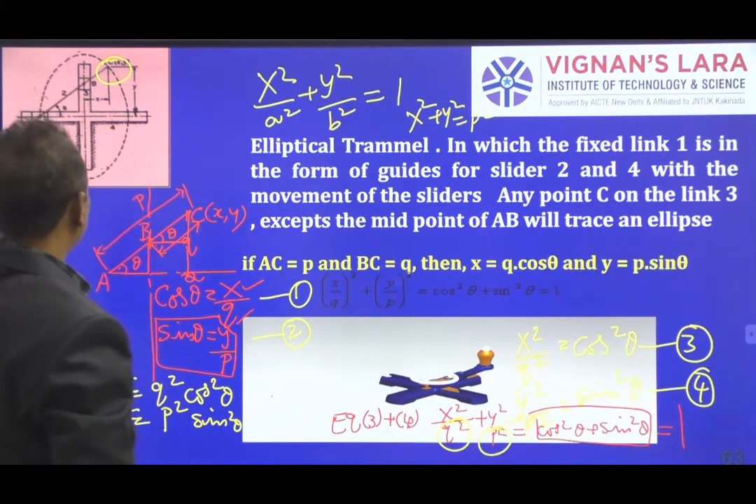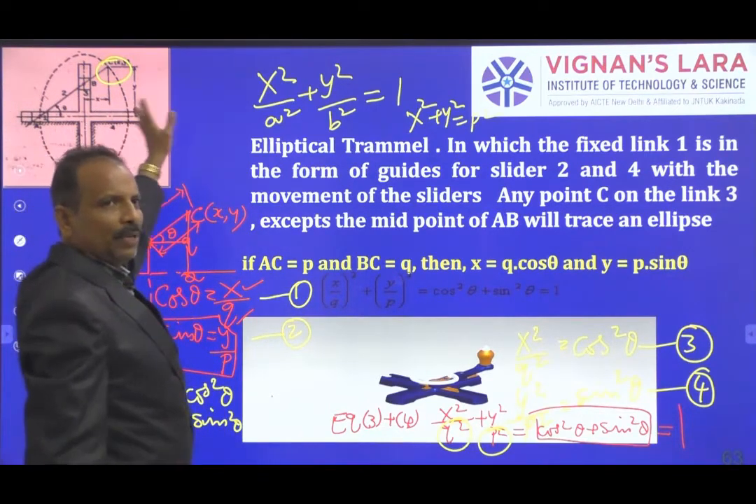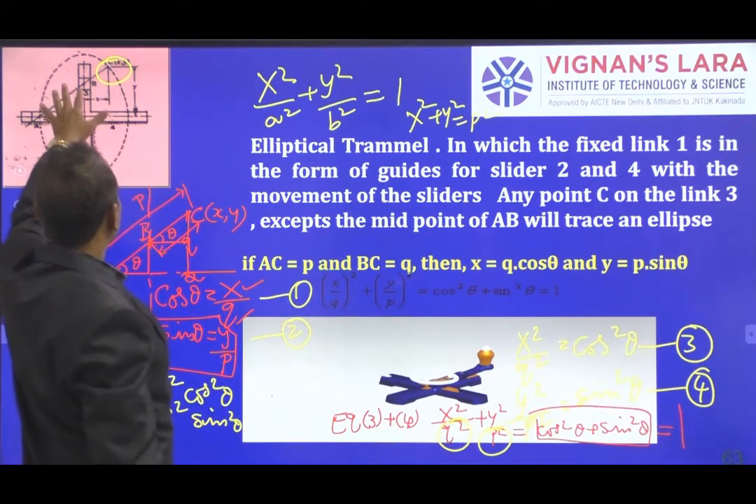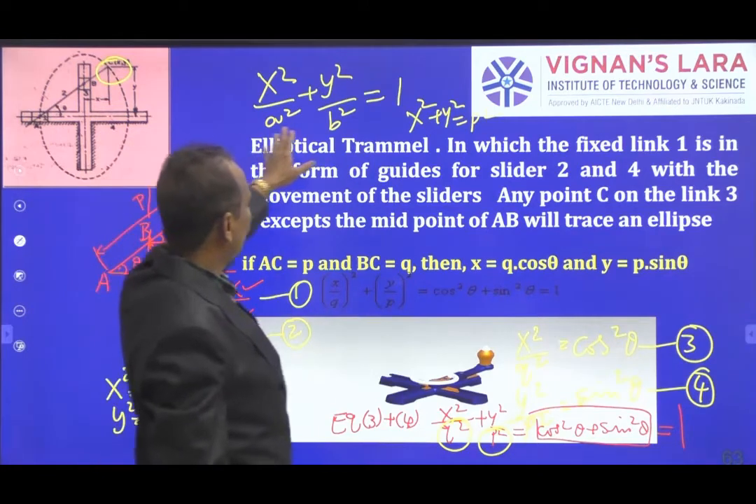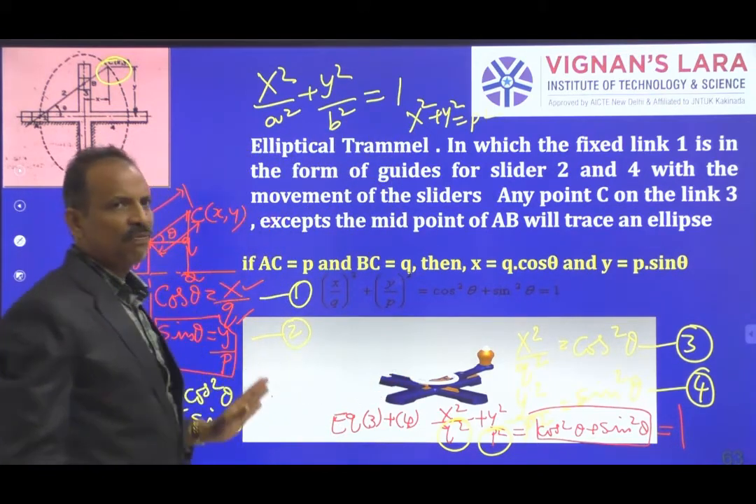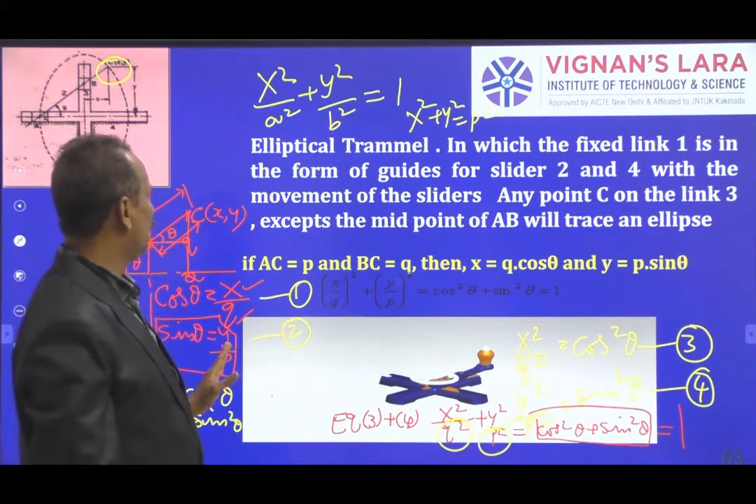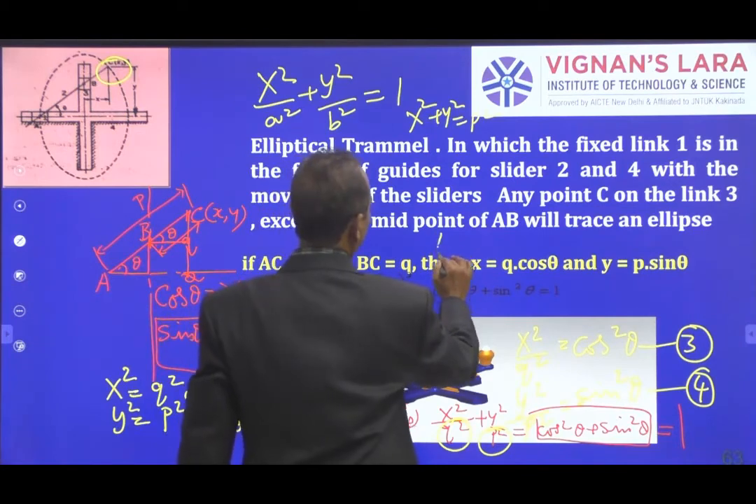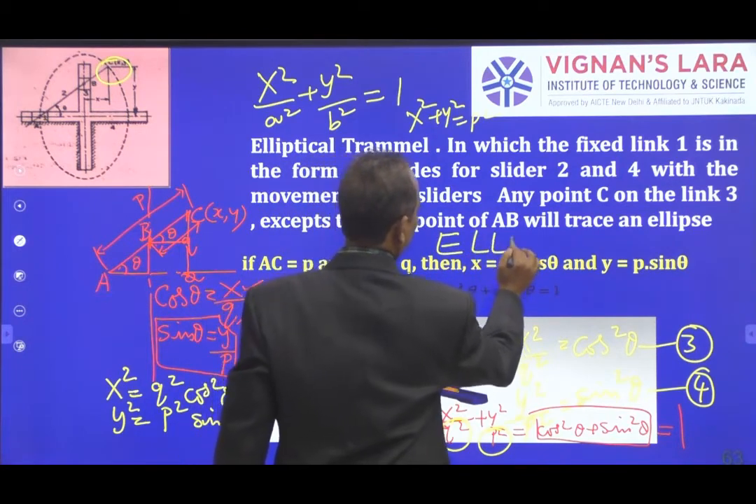This is used to create ellipses. By changing the position of the point, we can change the major and minor axes of the ellipse obtained. So this is the first inversion, which is called the elliptical trammel. This name we call it elliptical trammel.